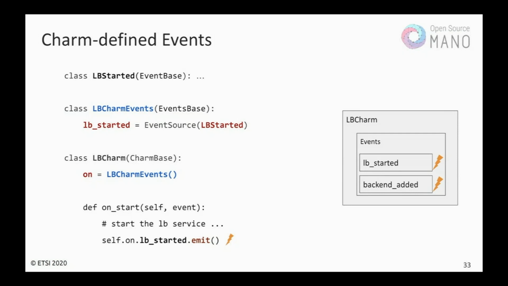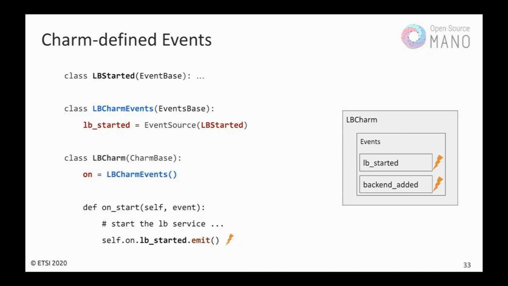That would also have its own handler, but you'll notice that this event doesn't come from Juju itself, it comes from your charm. So if you need an analogy, you could think about a GUI application which has an on-mouse-clicked event and on-button-pressed event. On-start would be on-mouse-click, and LB started would be on-button-pressed.